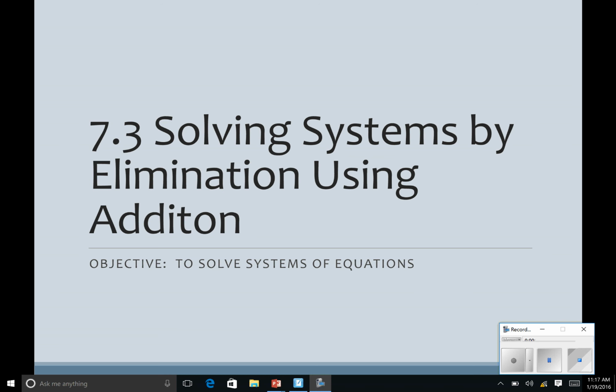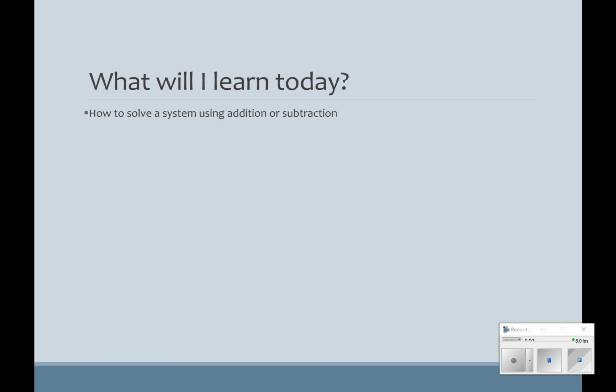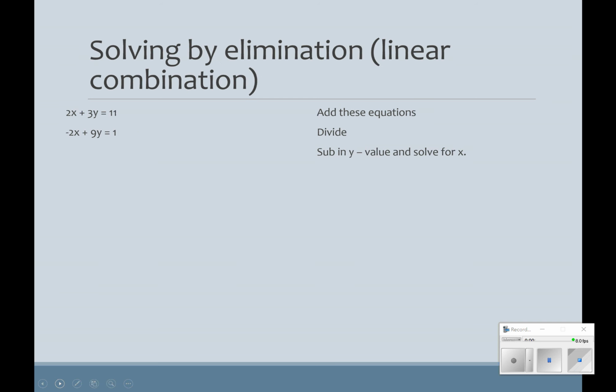Today we are going to talk more about solving systems, but this time we're going to use elimination using addition and subtraction. We've graphed, we have used substitution, now we're going to learn elimination. So basically, our goal is to eliminate a variable by adding or subtracting the equations. And sometimes we might need to multiply first. Okay, so, what are we going to do?